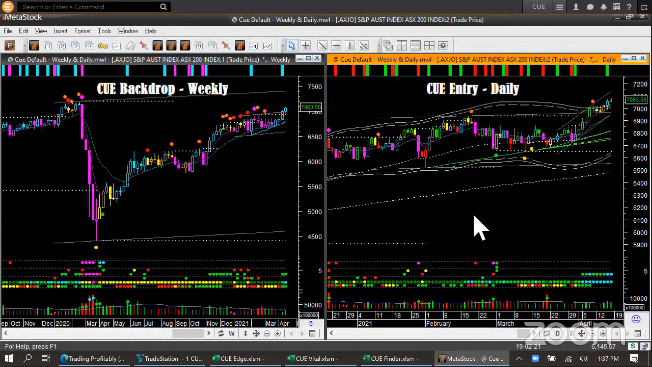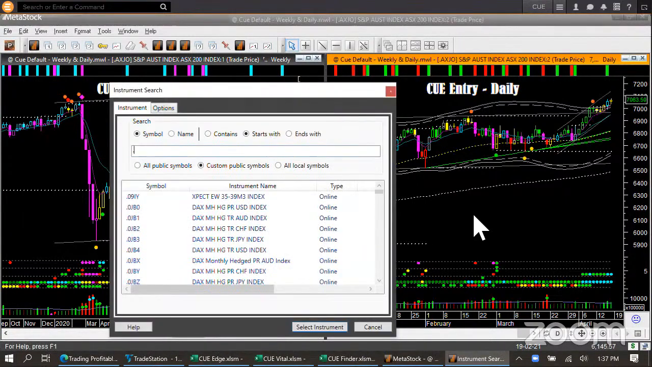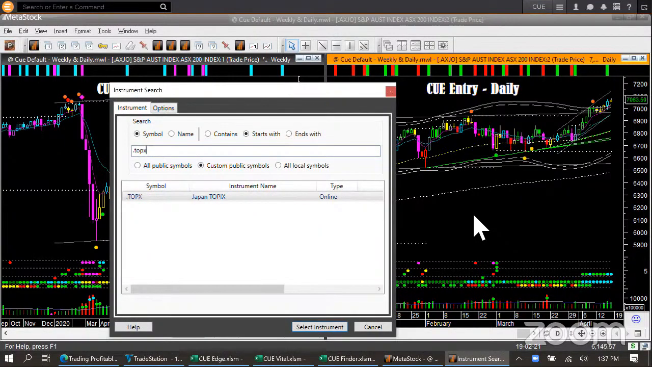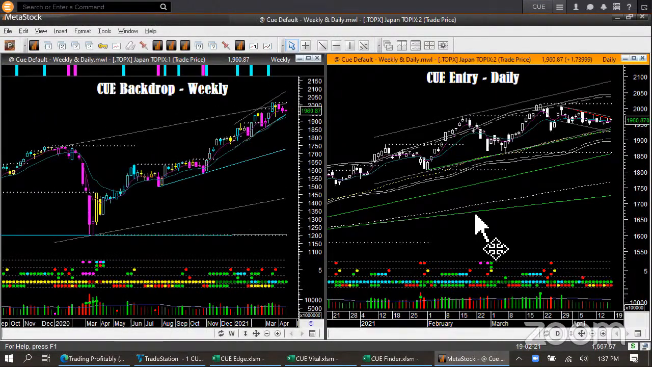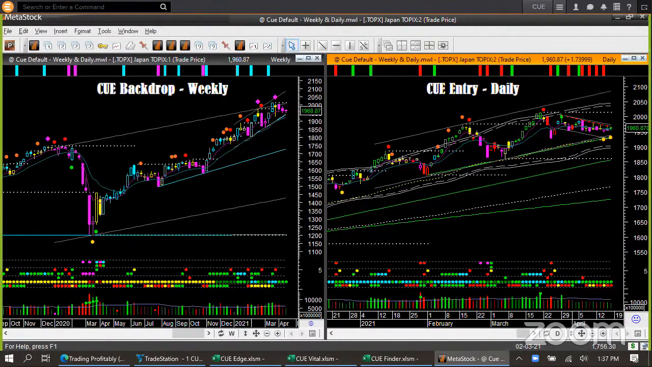After the Australian market, let's have a look at the Japanese market, Japanese index TOPIX. This is moving sideways now, inside a triangle pattern formed by a resistance trend line at the top and a support trend line at the bottom. If you look closely at the last several days, price is almost unchanged.